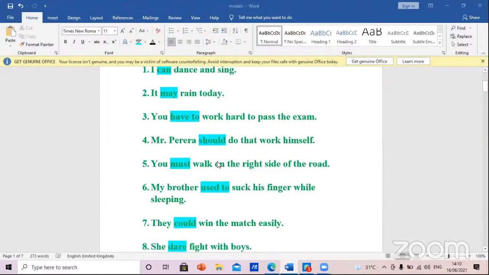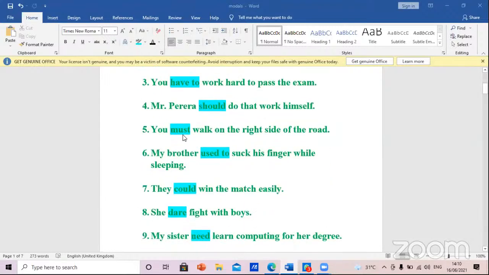Then must. We use must especially to show something legal. That means if you don't do that, you will be punished most of the time. Have to is the strongest one, then must. Have to means though you like it or not, you have to do it. Must also means that you have to do that. It is a must. It is a rule. If you don't walk on the right side of the road, you will be punished.